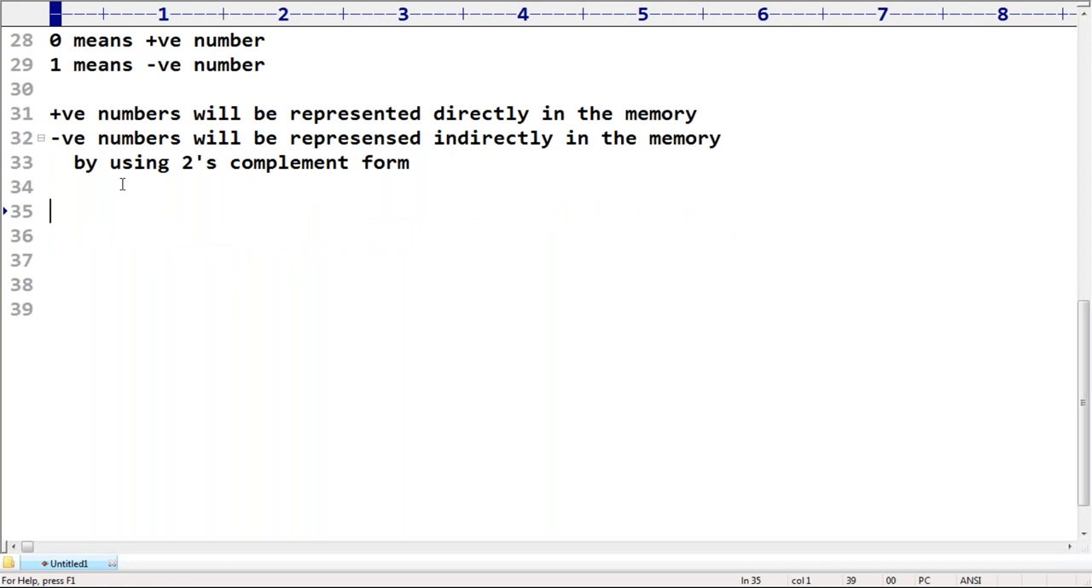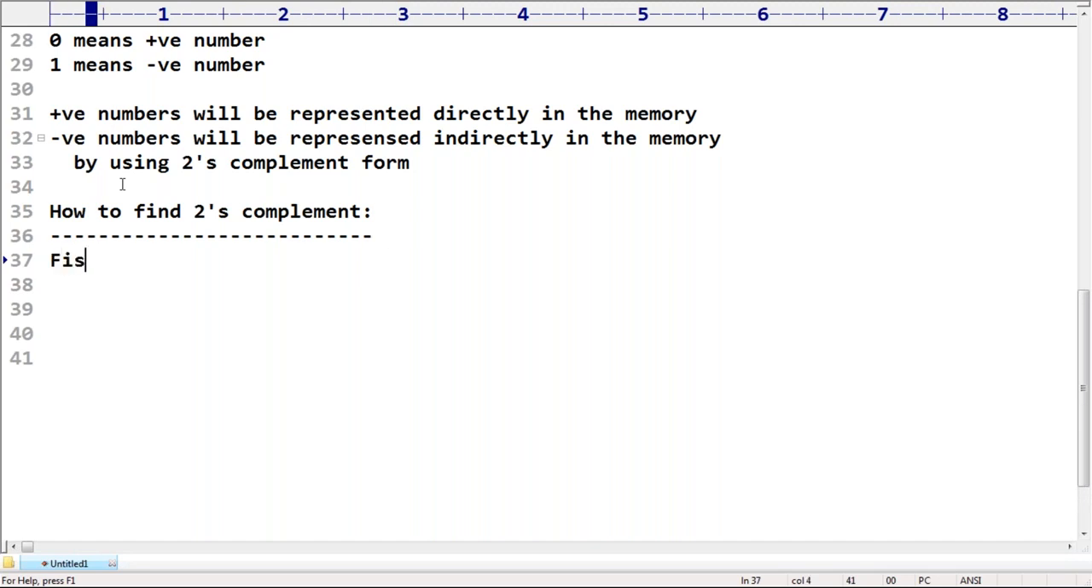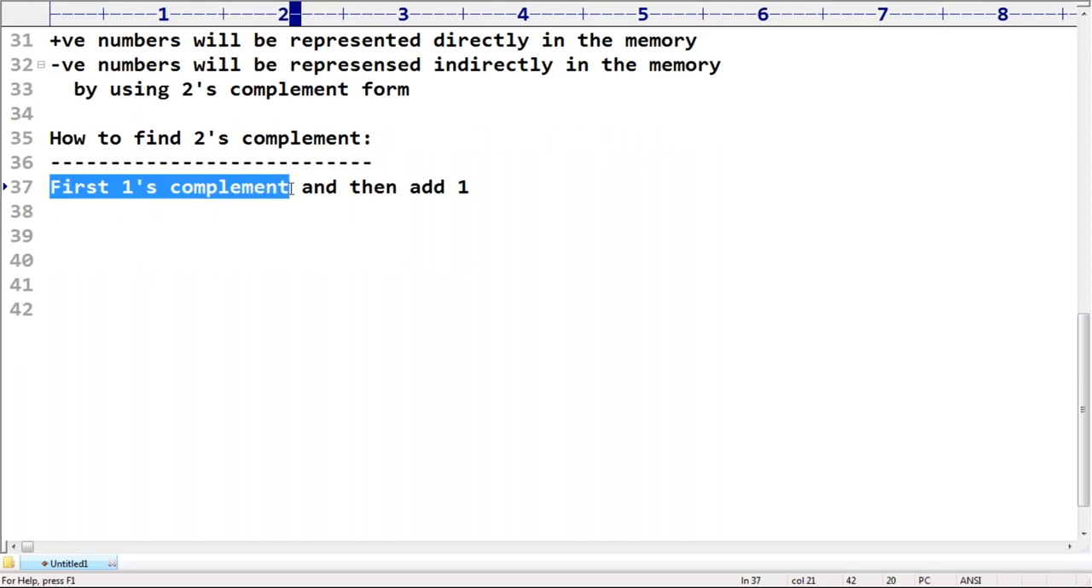So now my question is, how to find 2's complement? In our mathematics you may have heard somewhere. Anyone, can you please tell? First we have to find the 1's complement, and then add 1. 1's complement plus 1 is nothing but 2's complement. Take very special care about this terminology. First find the 1's complement and then add 1, then it will become the 2's complement.